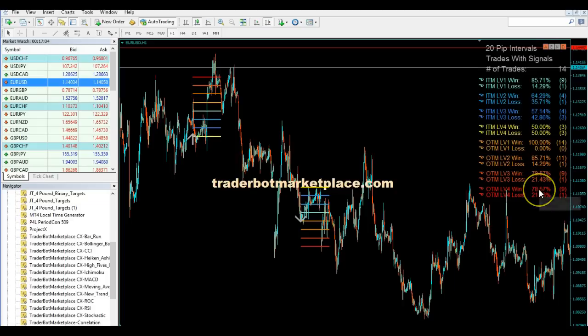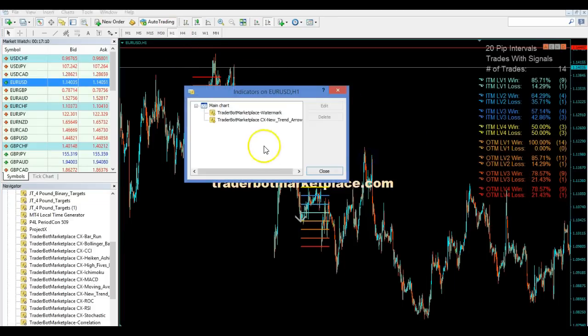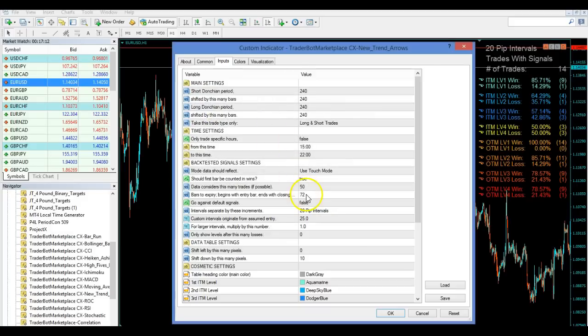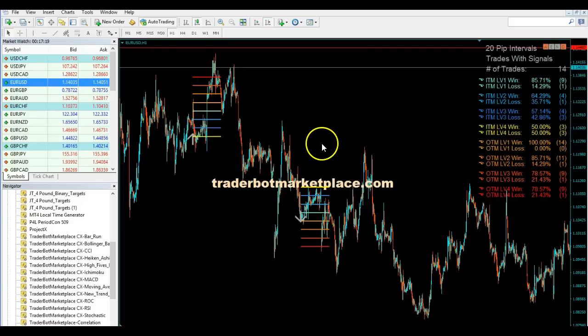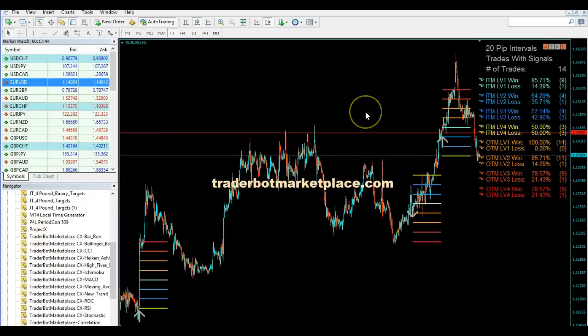Has a 78% probability of hitting there within 3 days. That's the hourly time frame. Set on 72 bars from now, 78% probability of hitting there. Now forget about the probabilities for a minute. Let's just look and see how many trends are produced here.